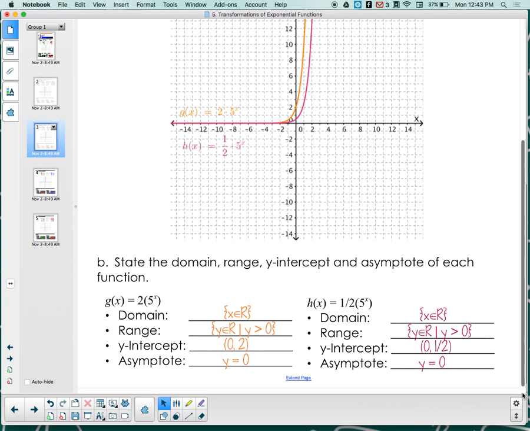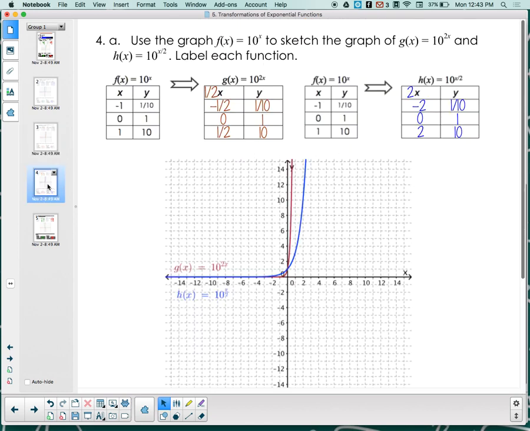A couple more. Now we want to do stretching and compressing horizontally. Again, notice, this is very important because people always get this wrong. Notice where the B is in your graph. The B is now multiplying your x. So here we've got 10 to the power of x. Our parent coordinates would be (-1, 1/10), (0, 1), (1, 10). Here we want to graph g of x, 10 to the power of 2x.